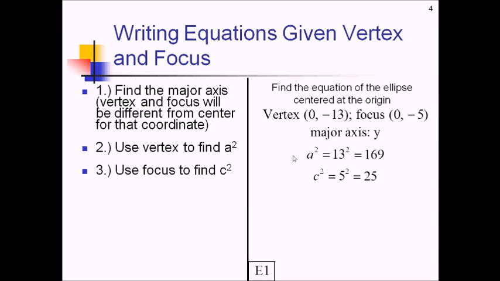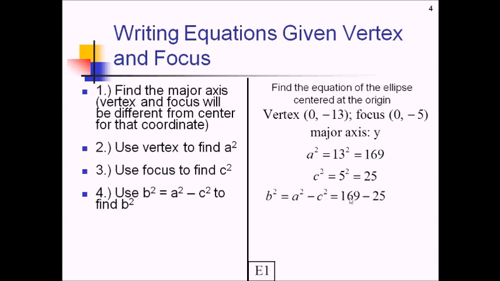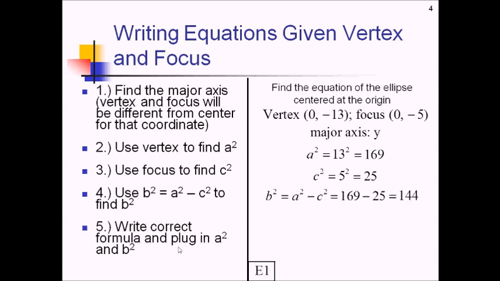And then, using a squared and c squared, you can use your b squared equals a squared minus c squared formula to find b squared, if they didn't give it to you directly already. So we've got 169 minus 25. That's going to give us a b squared value of 144. Well, we've got everything we need.